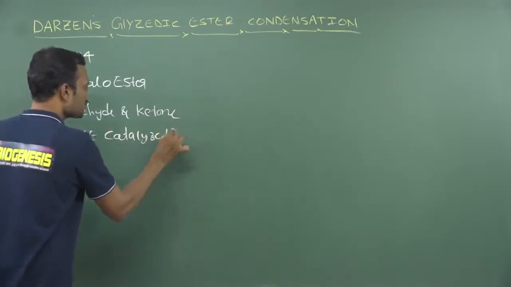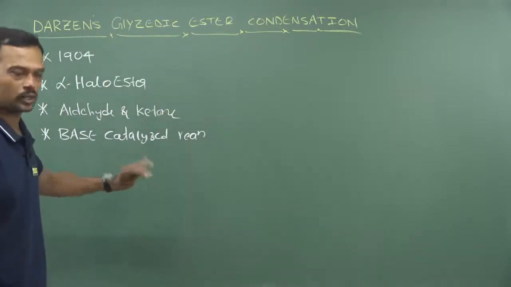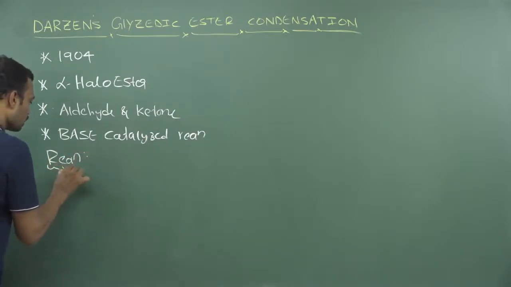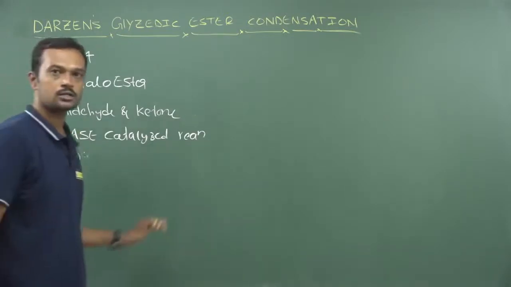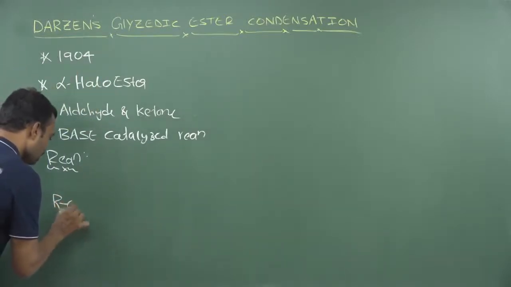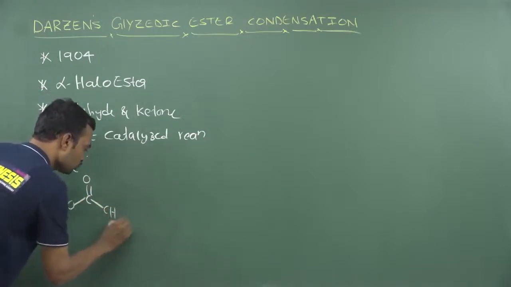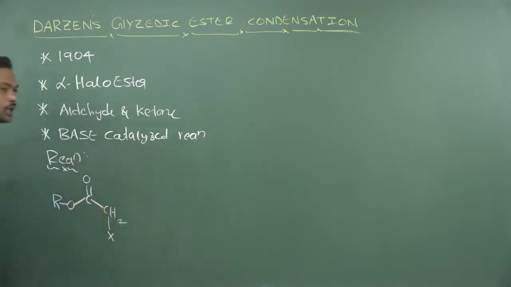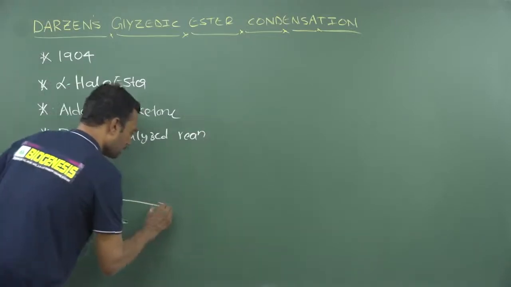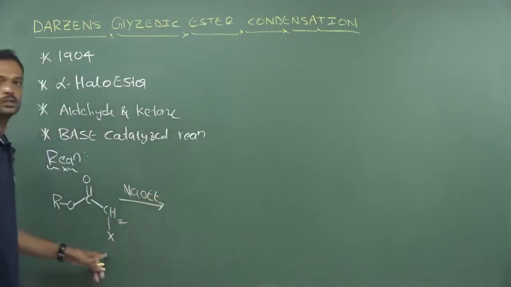It is a base catalyzed reaction. Definitely there is a requirement of a base, then only is it possible. Here I am showing a reaction, so try to confirm what kind of starting materials are required. The alpha halo ester is RO, C double bond O, CH2, and this carbon carries one halogen. You can take any halogen here other than fluorine. Here I would like to take a base. You may take any kind of base, depending upon the elimination of this halogen.